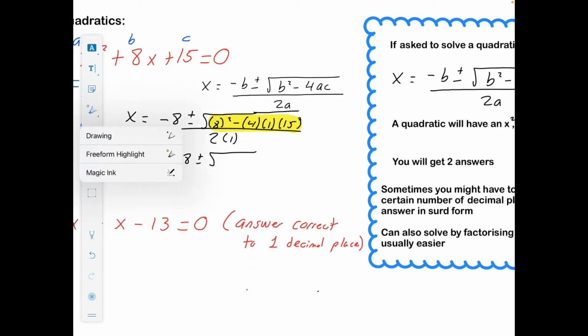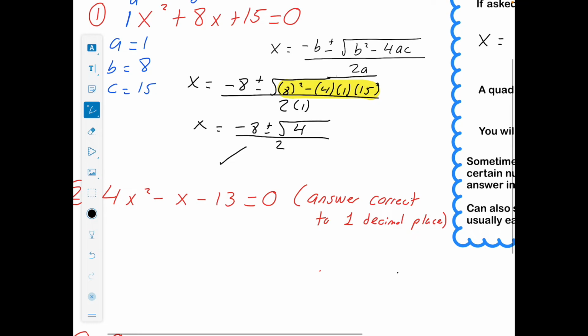Now what I'm going to put into my calculator here, I'm just going to put in the bit that's underneath the square root without the square root. So in my calculator, without the square root, I'm going to put in 8 to be squared minus 4 by 1 by 15, sorry, by 15. And I get out square root of 4, all over 2.